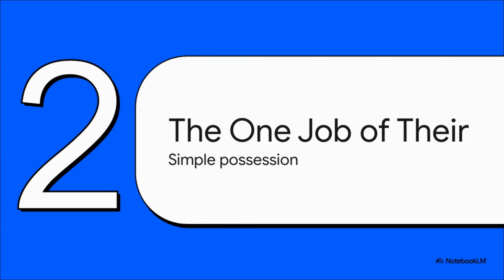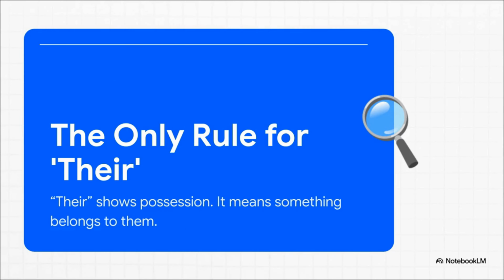Okay, deep breath. We made it through the 4 jobs of there. Now for the easy part. Let's look at there, which, thankfully, is so much simpler. It only has one job. That's it. Just one. And that one job is to show ownership. There is all about possession. It always tells you that something belongs to a group of people or things. It answers one simple question.